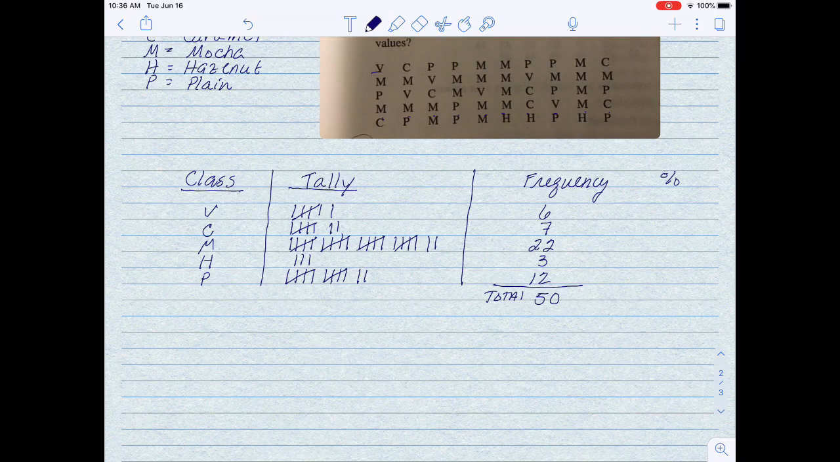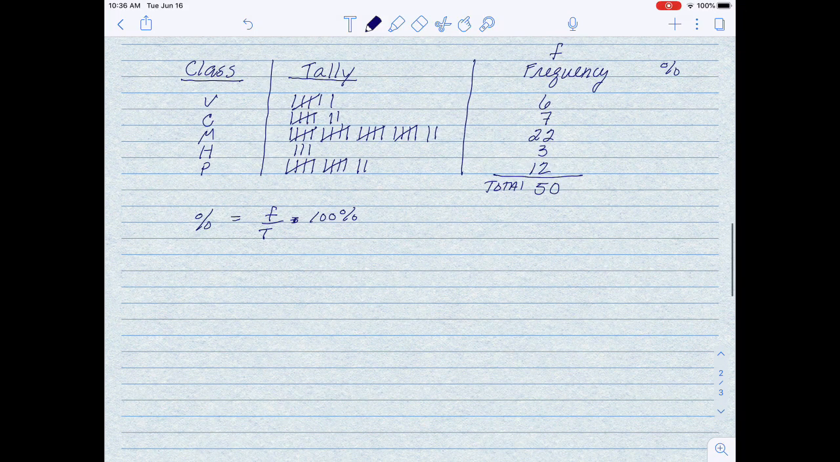Now we're going to do percent. So percent is equal to the frequency, which we're going to call F, F over the total, times 100%. So for the first term up here, we're going to go 6 divided by 50 and times 100%, and that gives us 12. So over here we have 12% of the data lies with the vanilla.